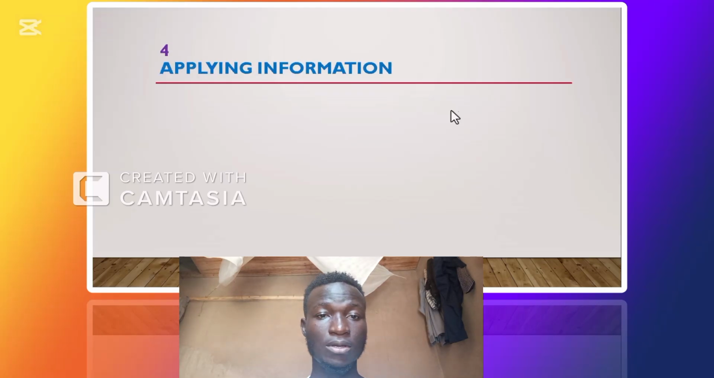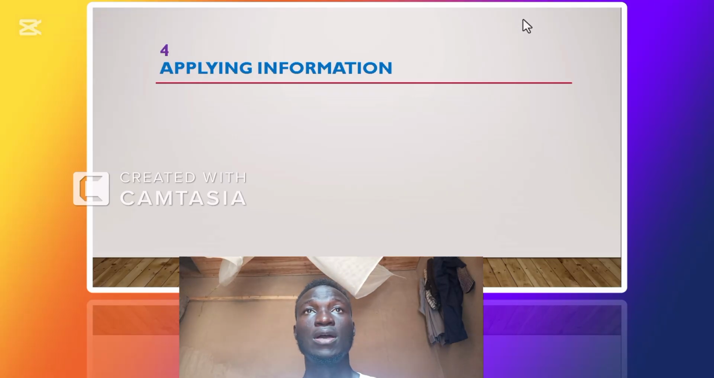So let us look at the fourth one, which is applying information. If they're saying to apply information, it means what you have read about, or what you've done your research about, all the information you've got. How are you going to actually apply it in life?